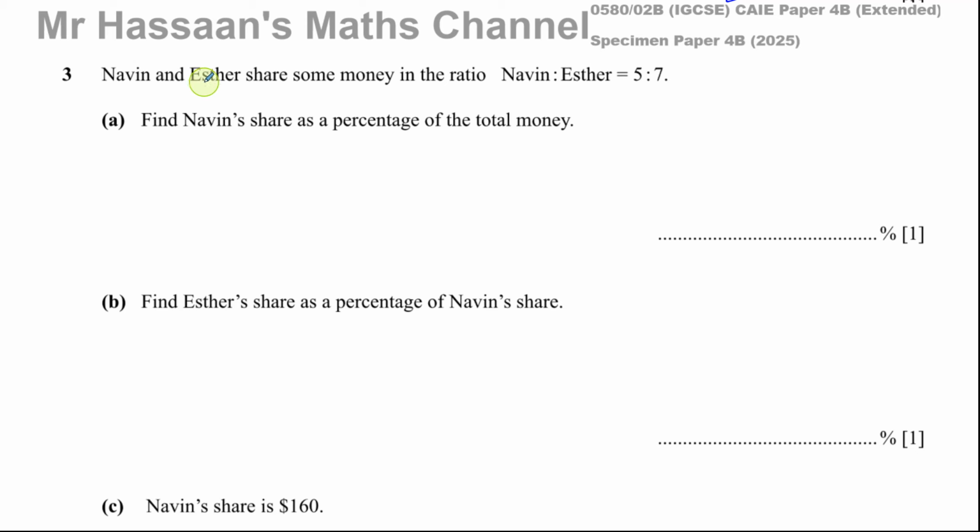It says Navin and Esther share some money in the ratio Navin to Esther is 5:7. Find Navin's share as a percentage of the total money. So there are 5 plus 7, which is 12 shares altogether. That's the total shares. Navin's share is 5 parts out of 12. So Navin to Esther is 5:7, and Navin's share as a fraction of the total money is 5 parts out of 12. To change that to a percentage, we're going to multiply by 100%.